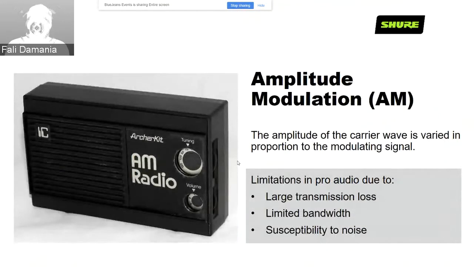Now, in this next slide, we can have a look at an old AM radio. This is typical where you had a little tuning wheel. The tuning wheel basically is connected to circuitry, and that circuitry changes the tuning frequency. The limitations of this, specifically for pro audio, is that you end up losing a lot of signal in your transmission. There is a lot of transmission loss. The bandwidth as well is very, very limited, and it is extremely susceptible to picking up noise. And this kind of noise cannot be removed at the receiver side. If you've heard AM radio, you never hear it as clean as FM. You always hear it with a little static, with a little noise. That's the actual problem with AM, and that's why it cannot be used in professional applications.